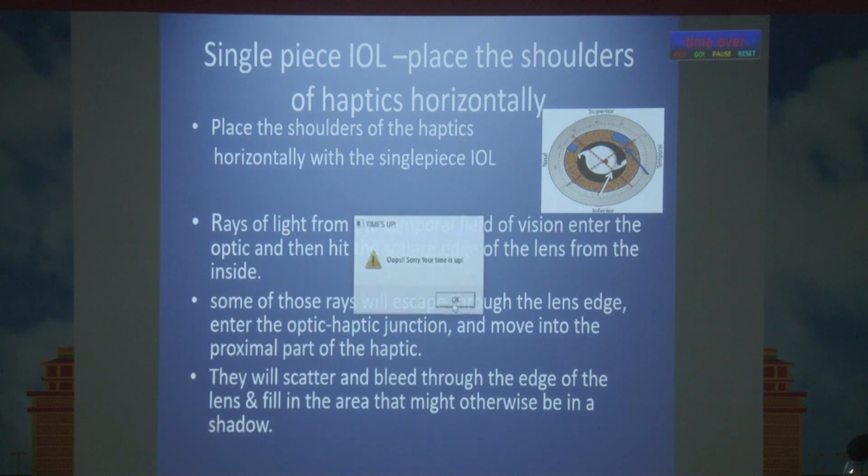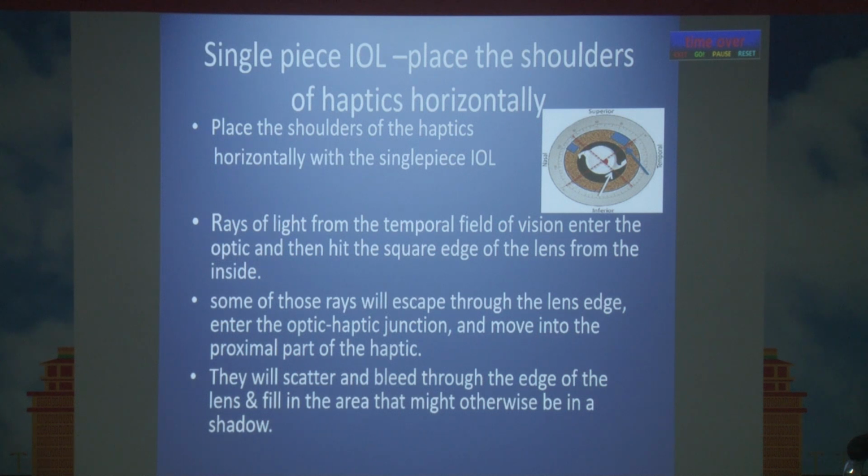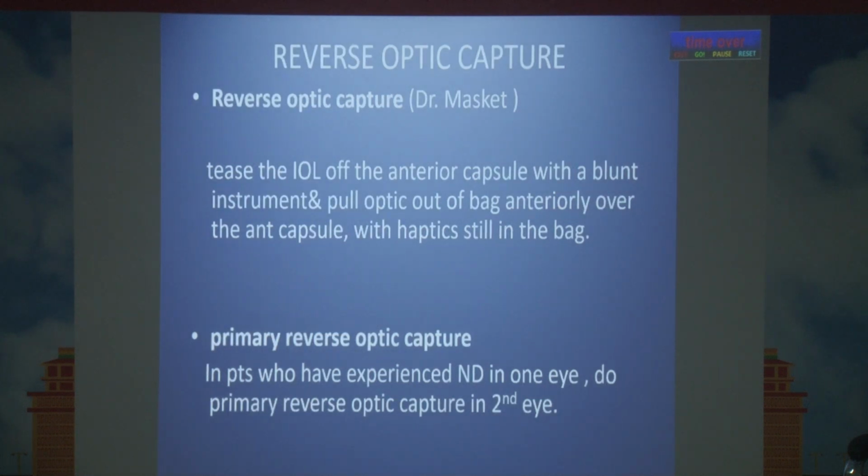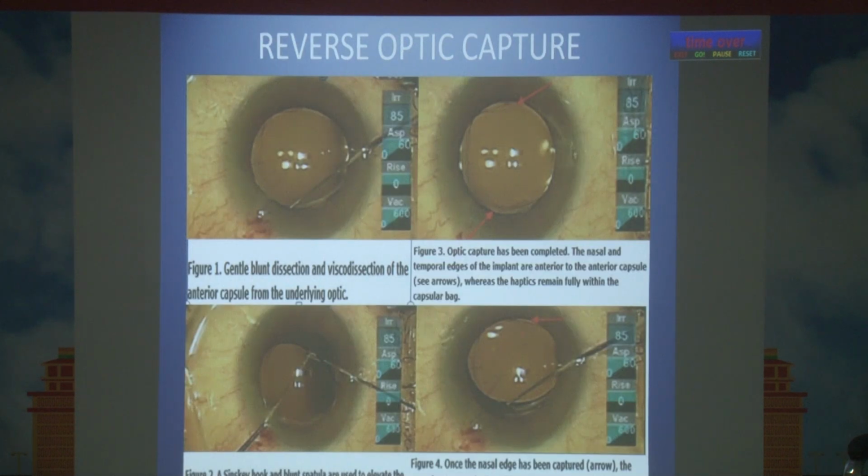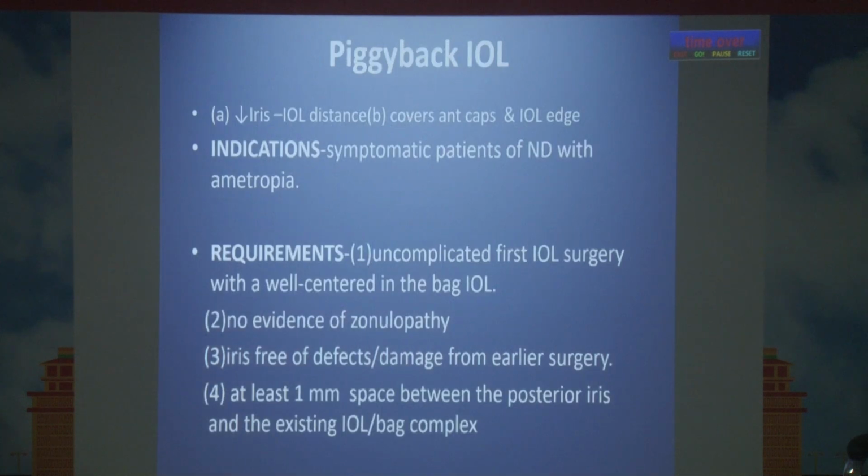By placing the haptics of the IOL horizontally, it resolves because this haptic acts as the extension of the optic. So light rays may bleed through this optic-haptic junction and that shadow may be illuminated. Reverse optic capture: what you do is you bring out the IOL edge in front of the anterior capsule. First you bring out the nasal edge of the IOL optic from in front of the anterior capsule, then temporal. So again the shadow factor of the anterior capsule rim is taken care of.